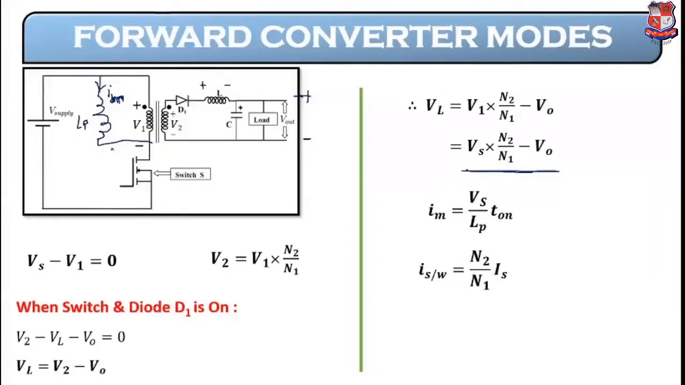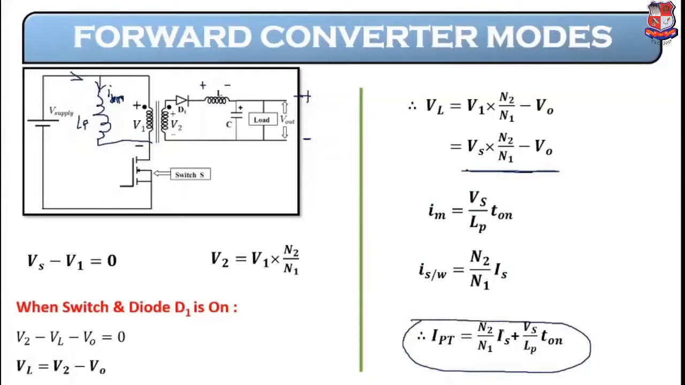Similarly, what will be the switch current? Switch current will be equal to N2 by N1 into Is. Similarly, total primary current will be equal to N2 by N1 into Is, where Is is the secondary current. So the secondary current into N2 by N1 plus the primary magnetizing inductance current, the addition of the two, will give us the total primary current.